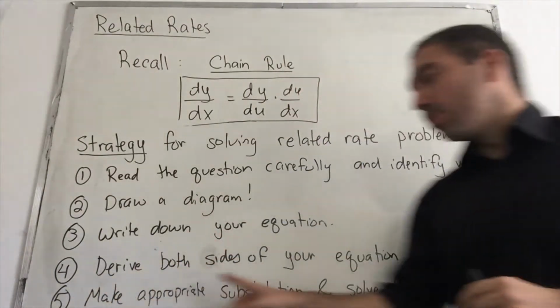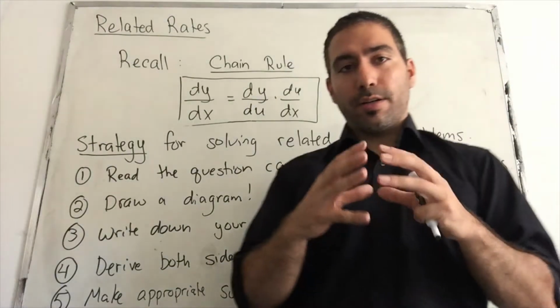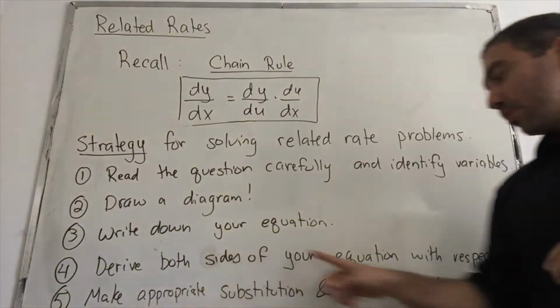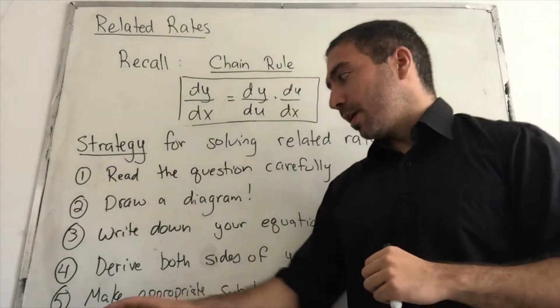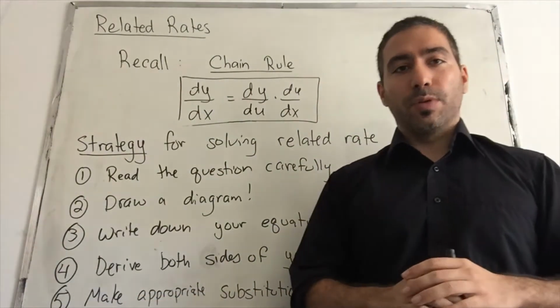Step 4, take the derivative on both sides of the equation with respect to time. So let's say you have your balloon and it's inflating, it's changing with respect to time. Go ahead, take the derivative on both sides of the equation with respect to t. Lastly, make the appropriate substitution and solve for the unknown. So we're left with solving.